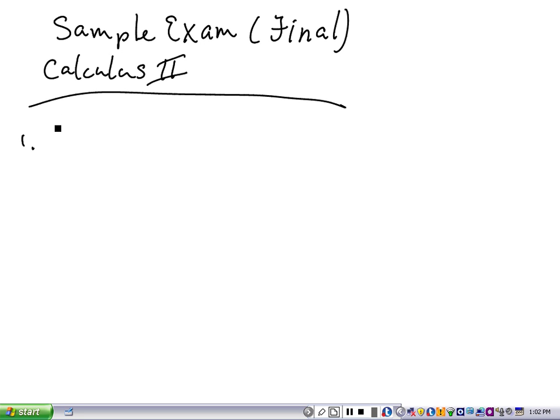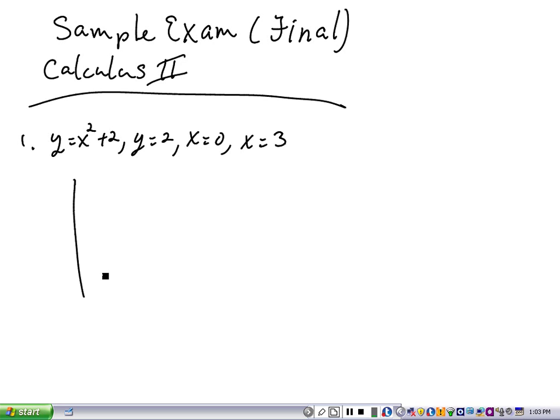The first: find the volume of the solid formed by revolving the region bounded by the graphs of y equal to x squared plus 2, y equal to 2, x equal to 0, and x equal to 3, about the x-axis, and you want to use the disk method. Let's get the graph of this.